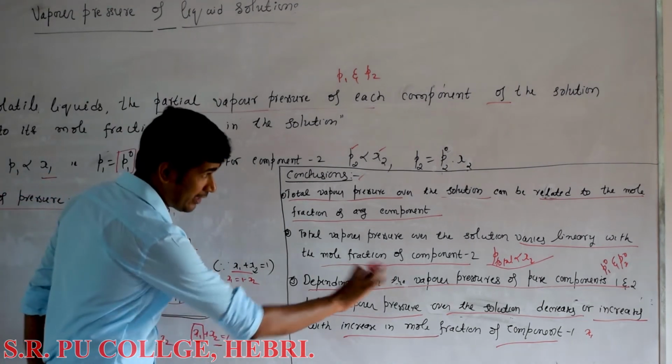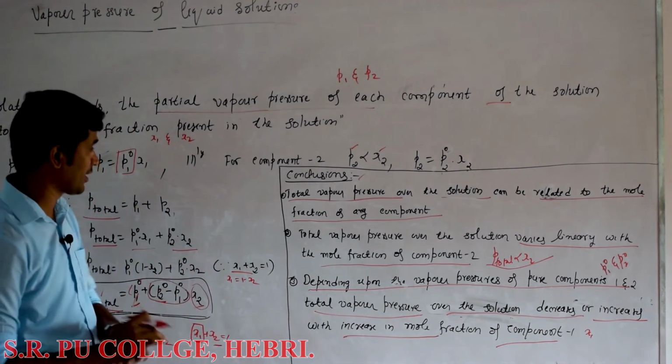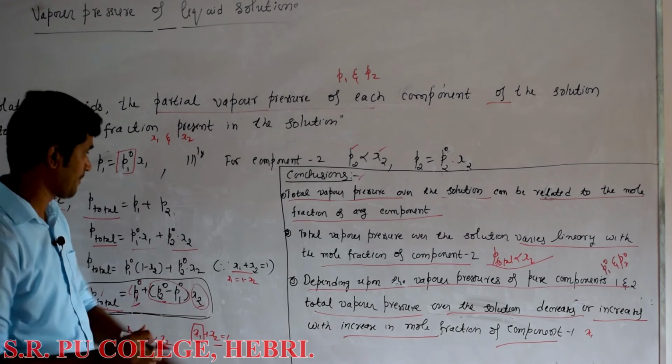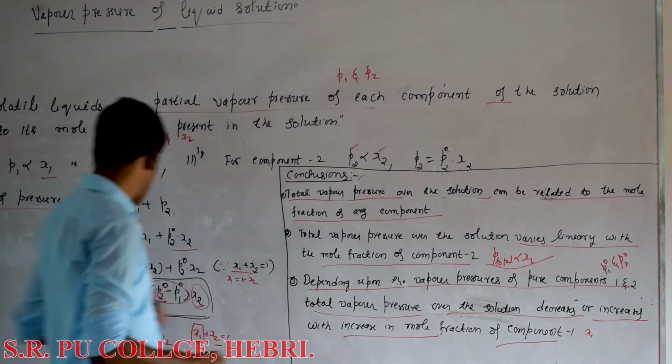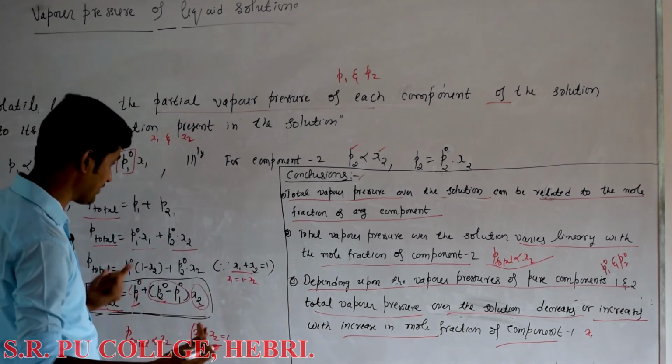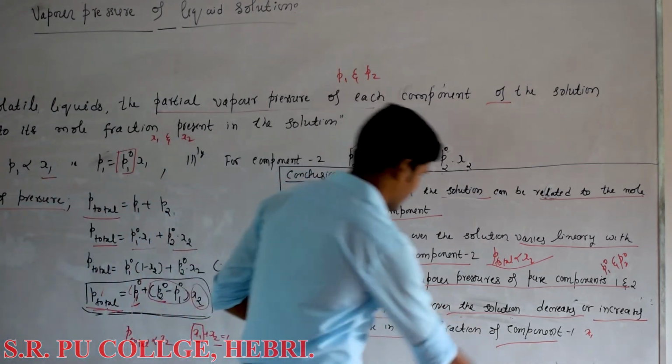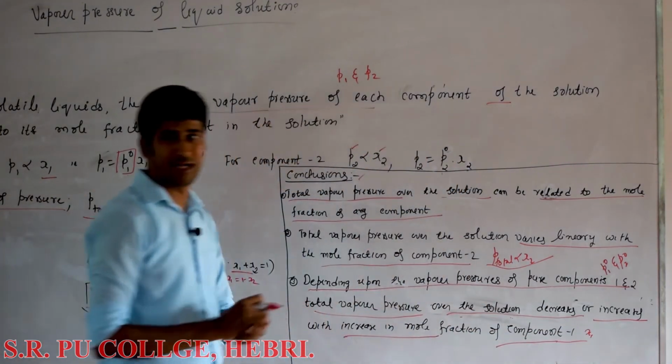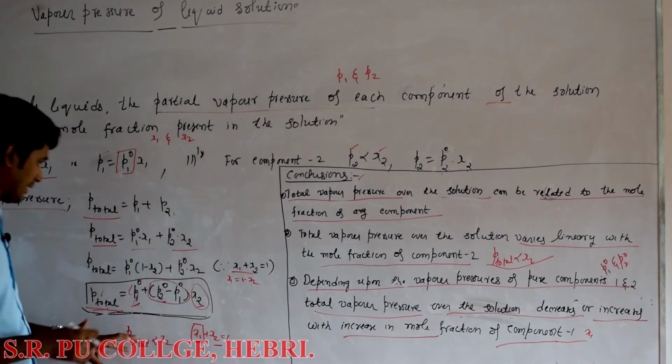Here P1 naught and P2 naught are constants. They are not going to change at a given temperature. Now which is going to change? P total is going to change with respect to what? With respect to the mole fraction of component 1. It may increase or decrease.